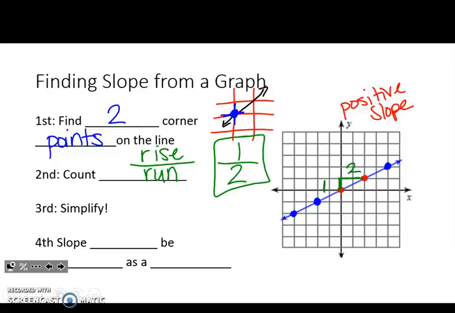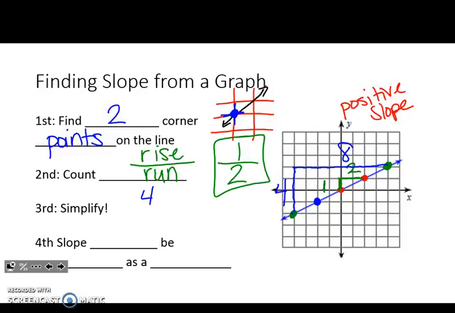Now you can pick any 2 points, any 2 corner points on the line will work. So I'm going to use this corner point and I'm going to use this far corner point, and I'm going to show you that I'm going to get the same answer. So I'm going to start down here and I'm going to count blocks. So 1, 2, 3, 4. So I have to rise up 4 blocks. And then I have to go over 1, 2, 3, 4, 5, 6, 7, 8.